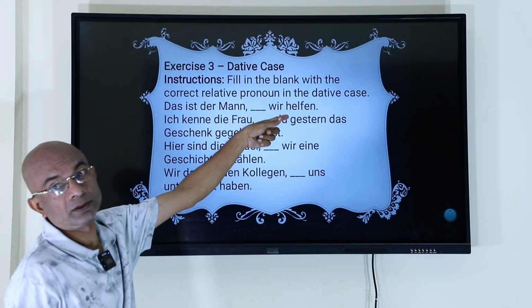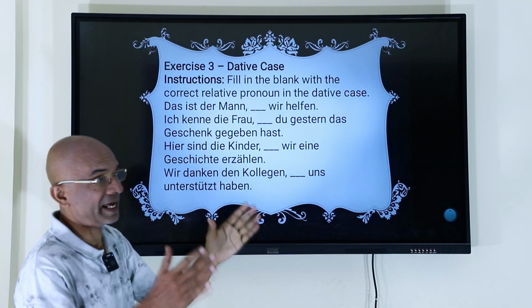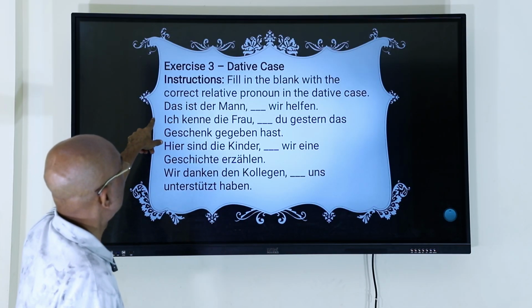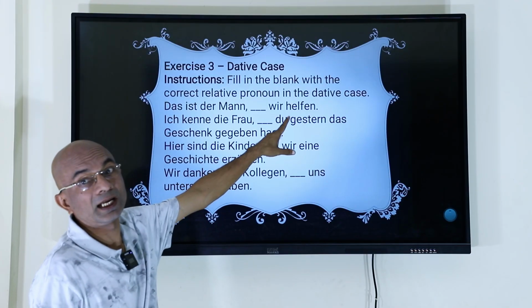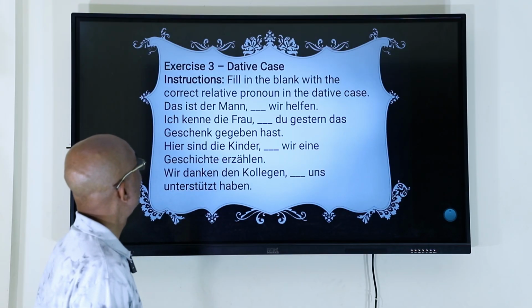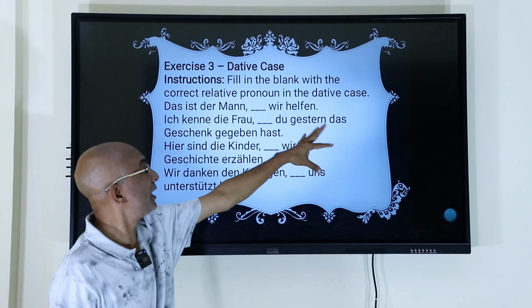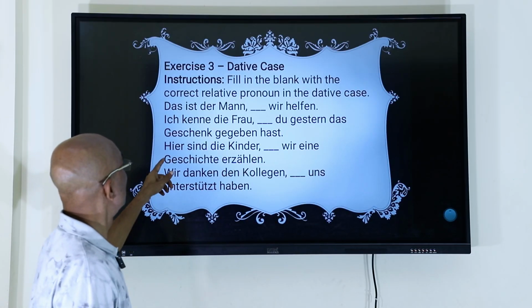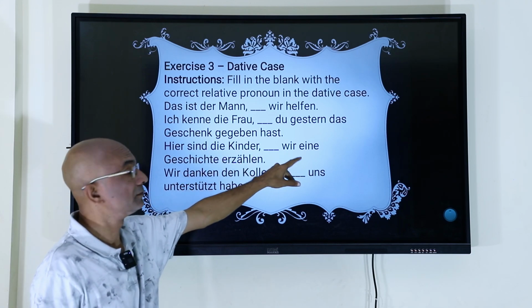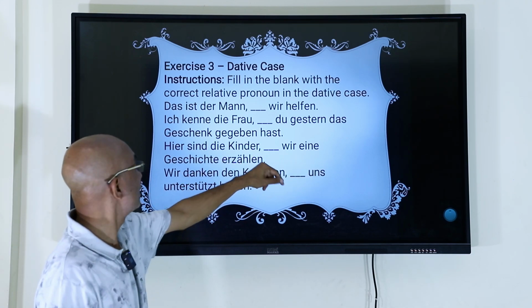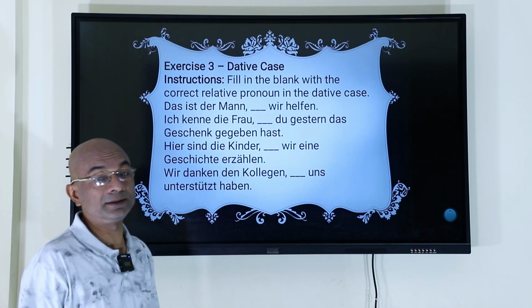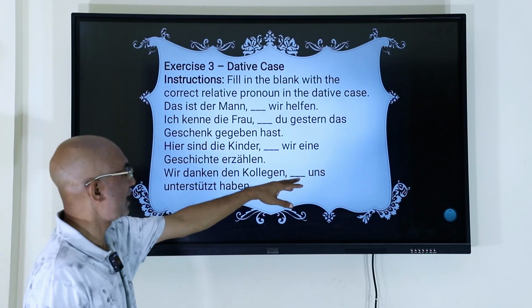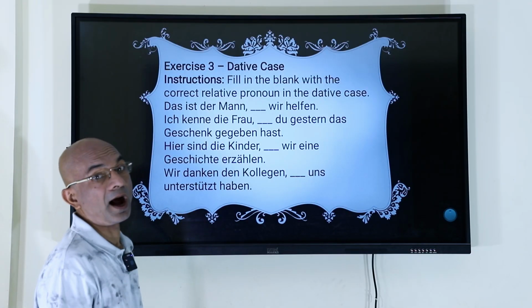Okay, dative case. Just read and fill in the blanks. I am not going to help you out, you have to do it on your own. Das ist der Mann, wir helfen. Ich kenne die Frau, gestern das Geschenk gegeben hast. Hier sind die Kinder, wir eine Geschichte erzählen. Wir danken den Kollegen, uns unterstützt haben.